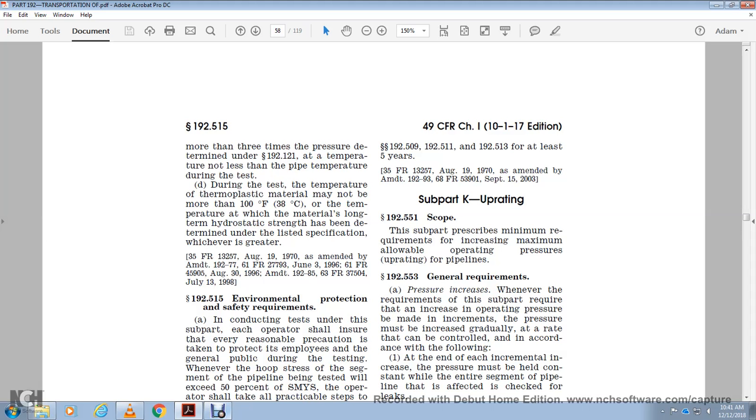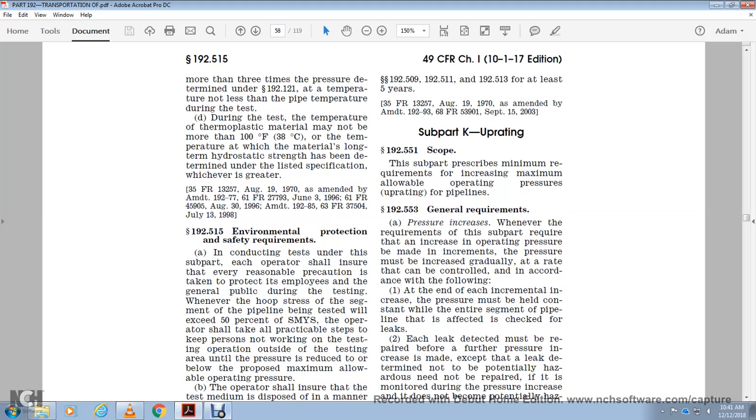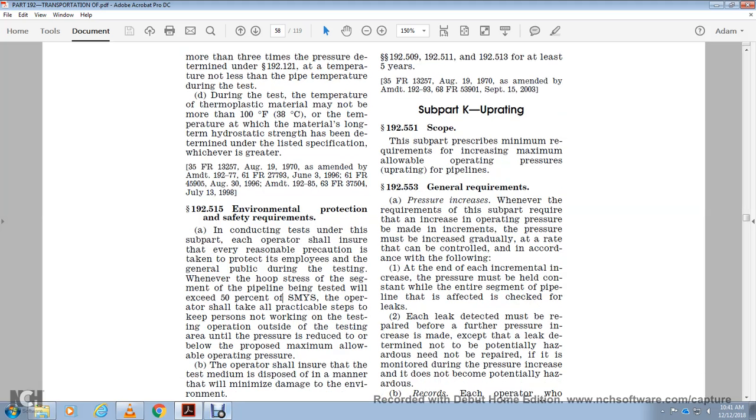Whenever the requirements of the subpart cover an increase in operating pressure, the increase must be made in increments. The pressure must be increased gradually, at a rate that can be controlled, and each incremental increase must be held constant while the entire segment of the pipeline is checked for leaks. Any leaks detected must be repaired before further pressure increases are made, except that a leak determined not to be a potential hazard need not be repaired if it is monitored during the pressure increase and does not become a potential hazard.